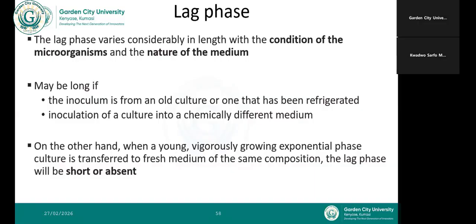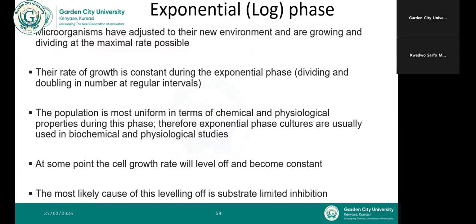Or if you bring them from one medium to another medium which has different chemical composition, it will take a while before they adapt. So always take note of what is going on in the lag phase and how you can shorten that time. In some cases, when the specimen is collected and right away they are put on the required medium, the lag phase may be very short or absent. So it takes a very short time for them to adapt and then move to the log or exponential phase.